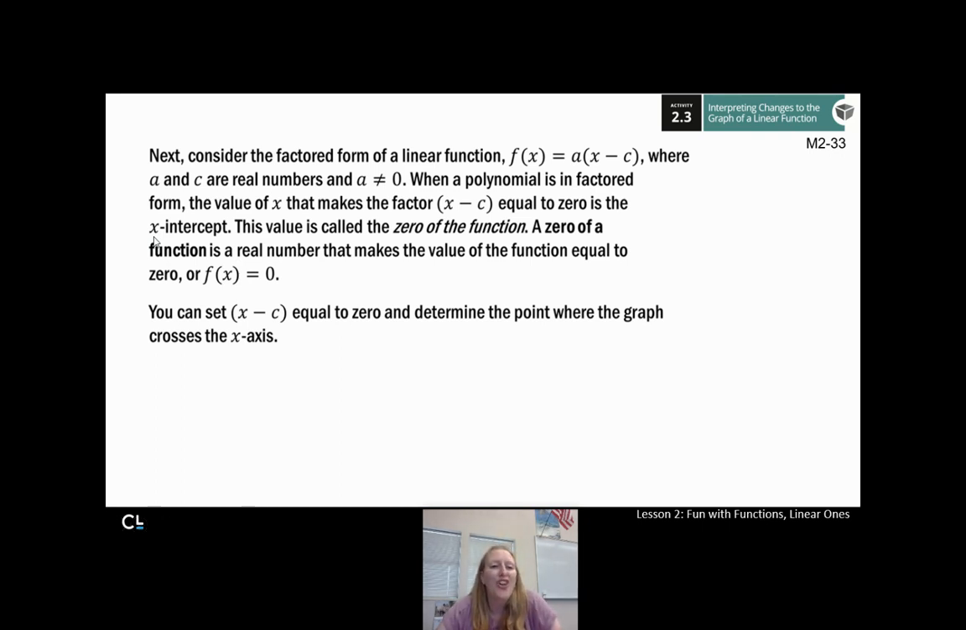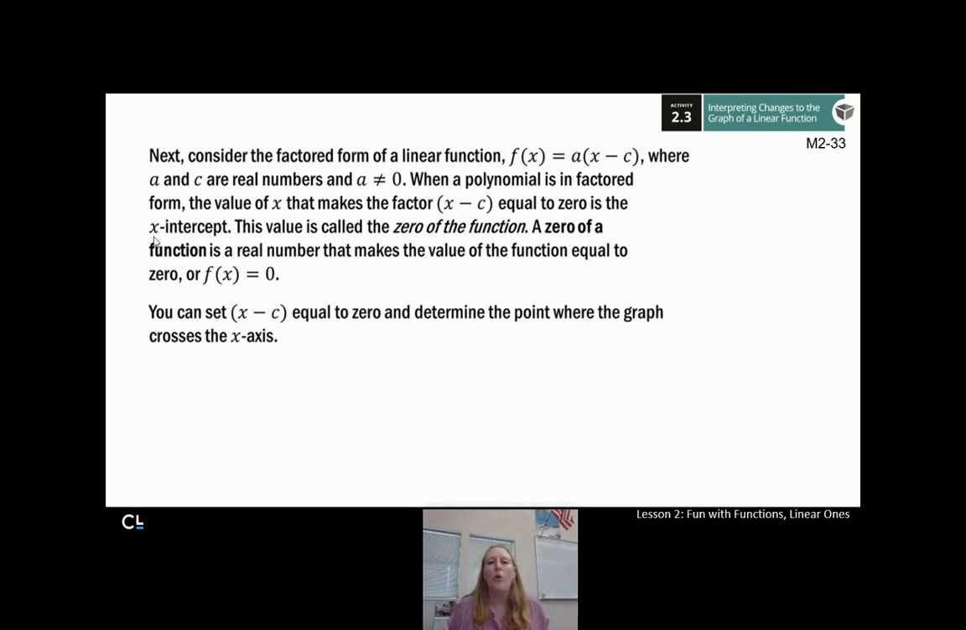This value that we find is also called the 0 of the function. So a 0 of a function is a real number that makes the value of the entire function equal 0, or f of x equals 0. So whenever they're asking you for the 0 of a function, we're actually asking you for the x-intercept. Another term for x-intercept is the 0 of the function. It's where the function equals 0.